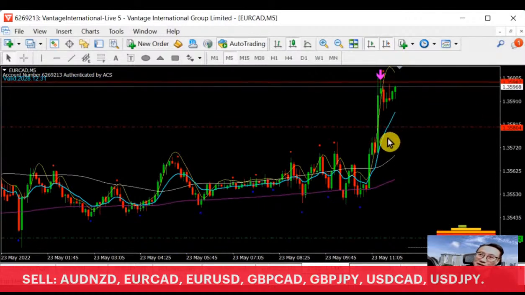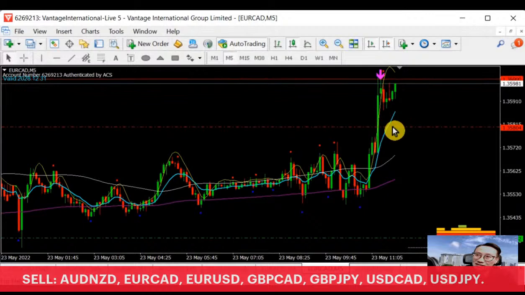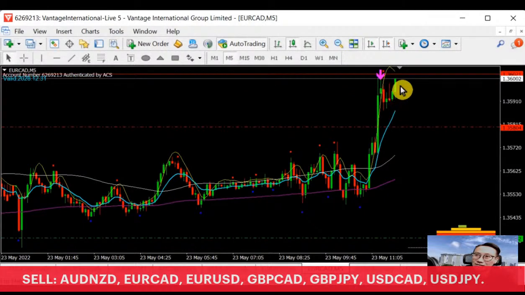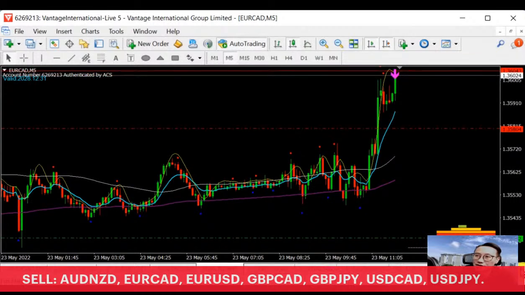EuroCAD: before it even hits the support, the previous resistance as a support, it forms a buying signal. Correct. So yeah, definitely.